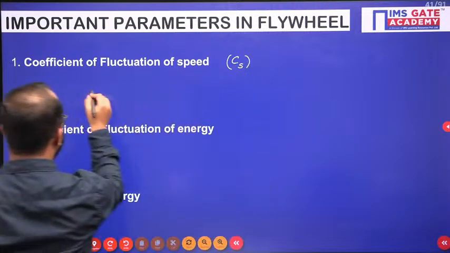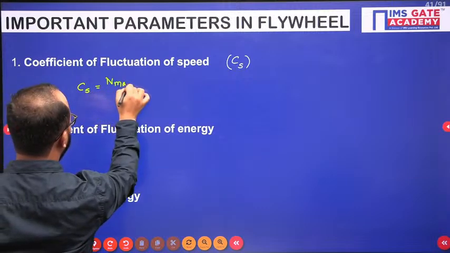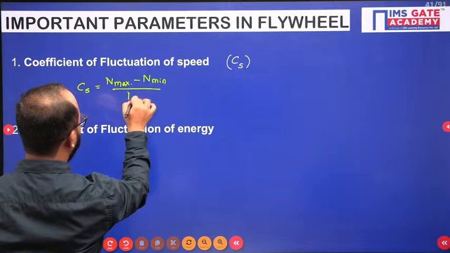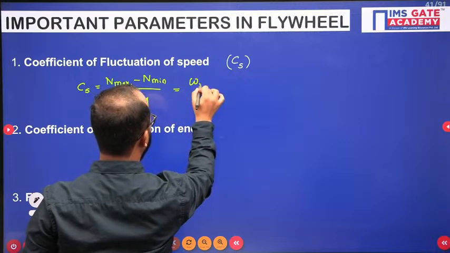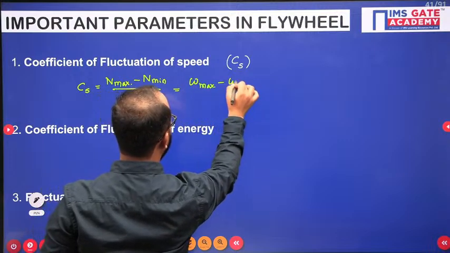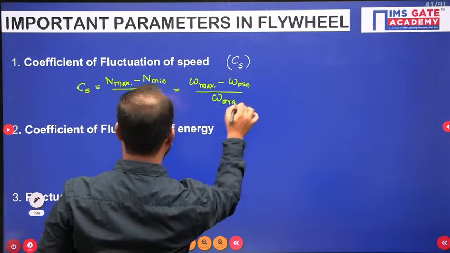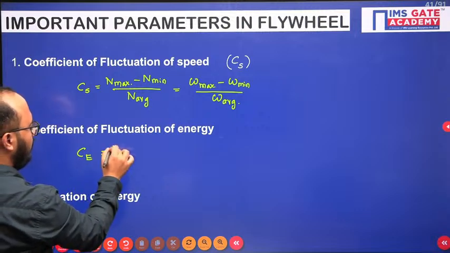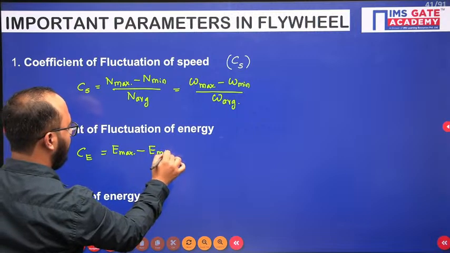So how you will write? The CS value is basically max minus minimum divided by N average. Instead of N we can have omega as well. Omega max minus omega minimum divided by omega average. Coefficient of fluctuation of energy, same thing we will be having. Max minus minimum divided by average.